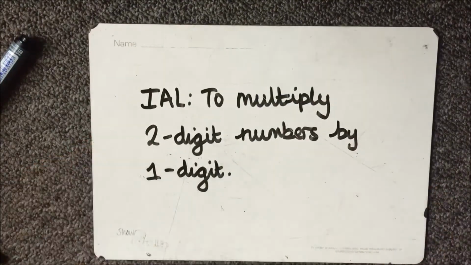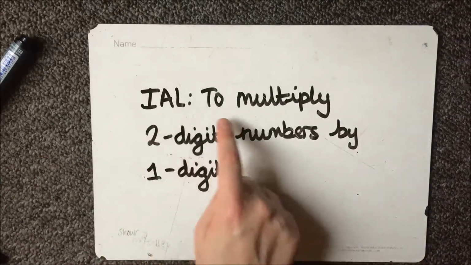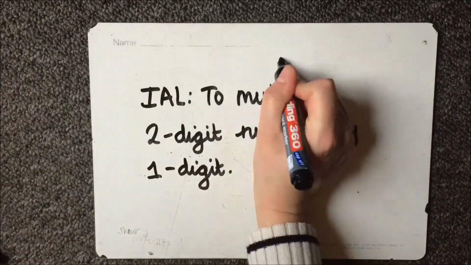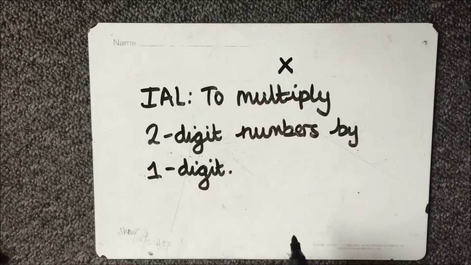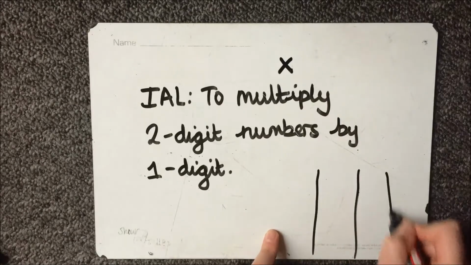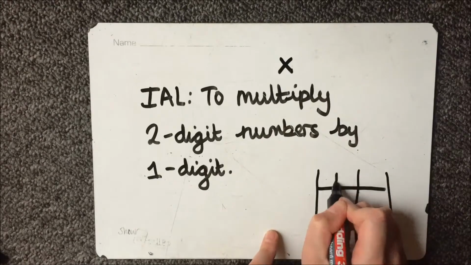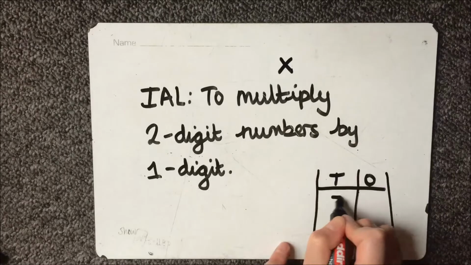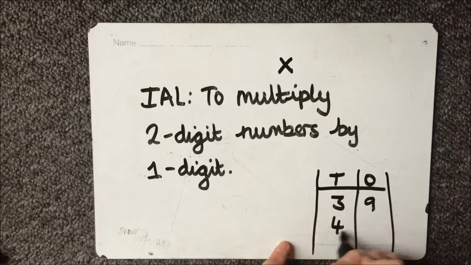Today we're going to be moving on to something else. So we're going to use what we did yesterday and build on it. I am learning to multiply, which means times, 2-digit numbers by a 1-digit number. What is a 2-digit number? I'm going to give you a clue. It's a number with 10s and 1s in it, a bit like 39 or 45 or 56.